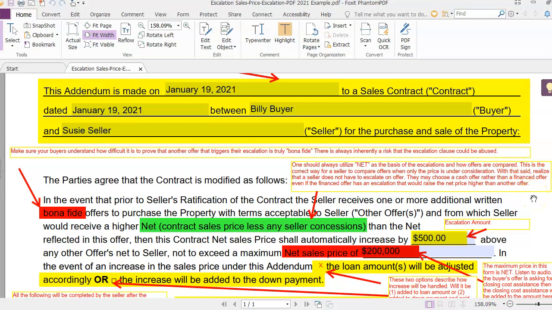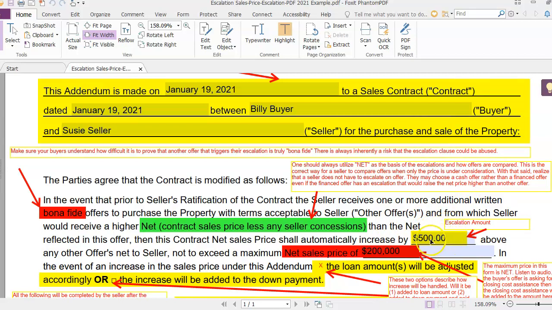With that said, realize that a seller does not have to escalate on an offer. They may choose a cash offer rather than a financed offer, even if the financed offer has an escalation that would raise the net price higher than the offer. Just because your buyer can't say, but my escalation said I wanted to raise it. But if they decided they wanted cash instead of your escalated financed offer, they have every right to do that. So understand that. Okay. Anyway, so realize we're talking about net.